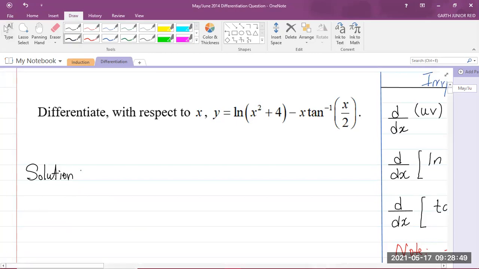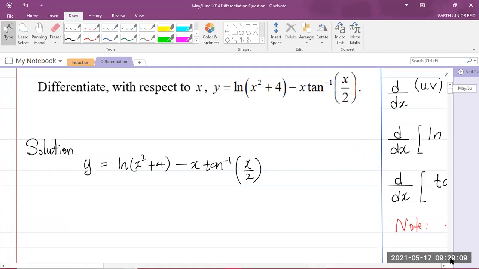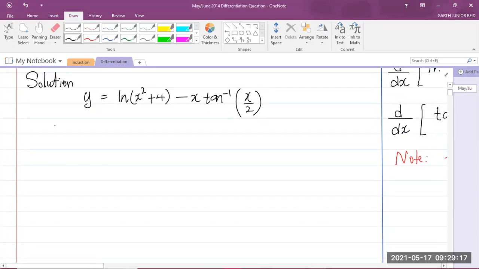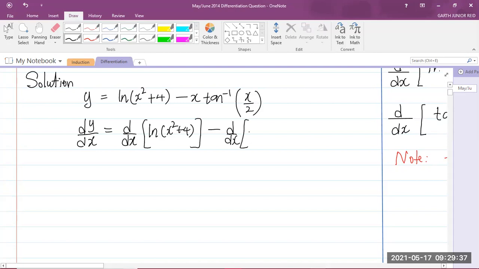So we were given y is equal to ln of x squared plus 4 minus x times the tangent inverse of x over 2. They told me to differentiate with respect to x, so I want the derivative of y with respect to x, represented by dy by dx. Using dy by dx, that is equal to the derivative of ln of x squared plus 4 with respect to x minus the derivative of x times the tan inverse of x over 2 with respect to x. That is what we have.